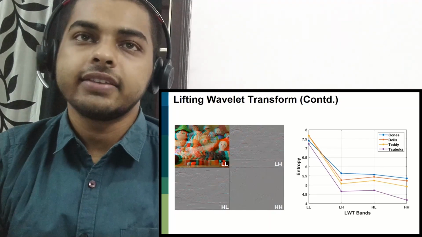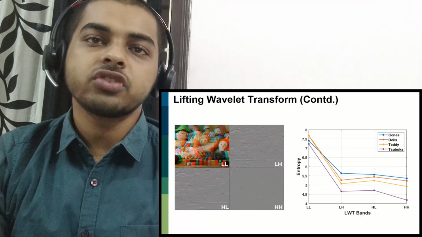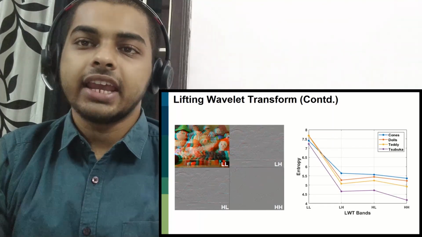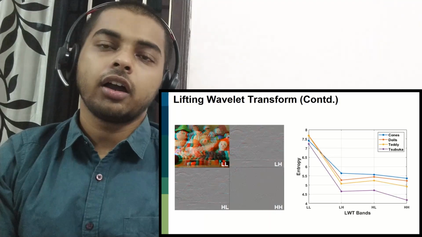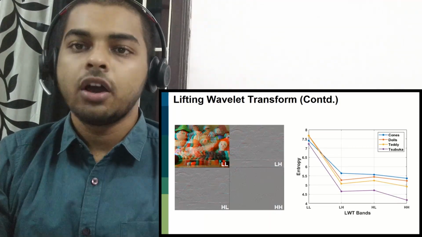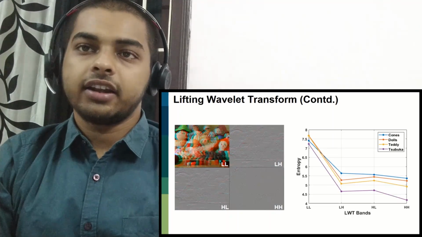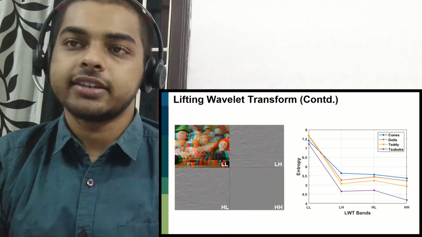So the LL subband is the approximation, or the low frequency component, which contains most of the image's energy. And the LH, HL, and HH components of the image contain the high frequency detail components like the fine textures or the edges: the vertical, horizontal, and diagonal edges are contained by the LH, HL, and HH components.